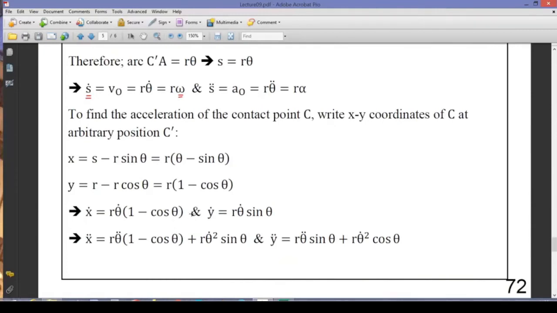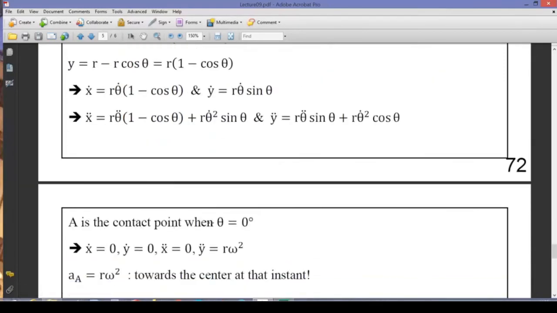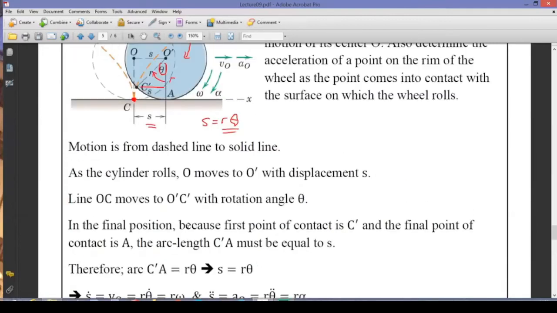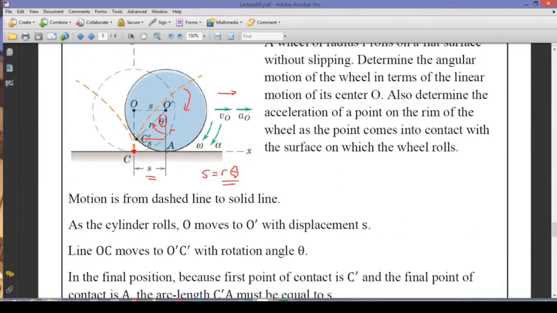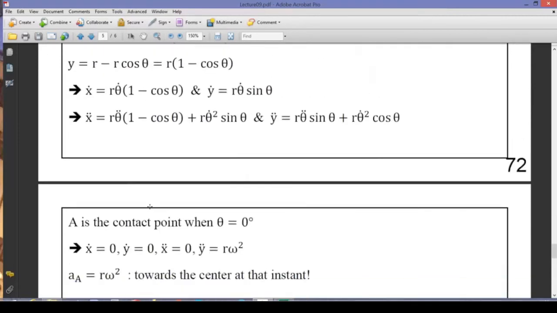Now, here's the interesting situation. When A is the contact point, that means theta is equal to 0. When theta is equal to 0 and we are investigating this point, what happens? With respect to the velocity equations, when theta is equal to 0, this is 1 minus 1, the velocity in the x direction becomes equal to 0. And sine 0 is 0, so the total velocity of that point, the absolute velocity we're talking about, is equal to 0. How does that happen?